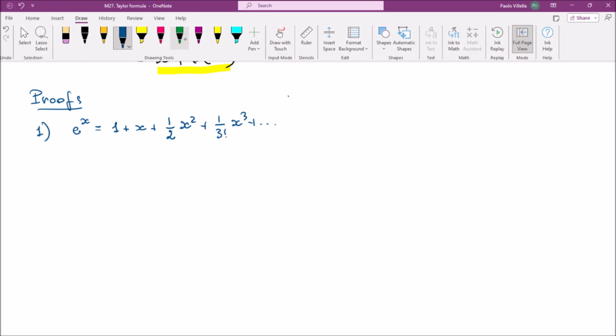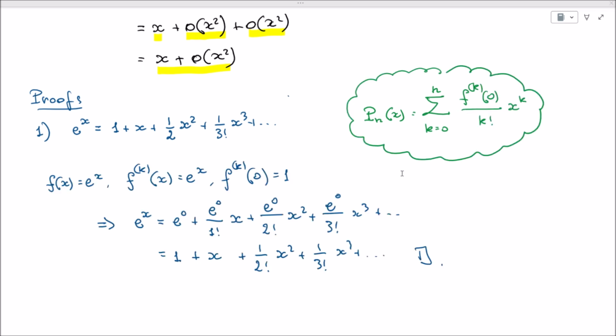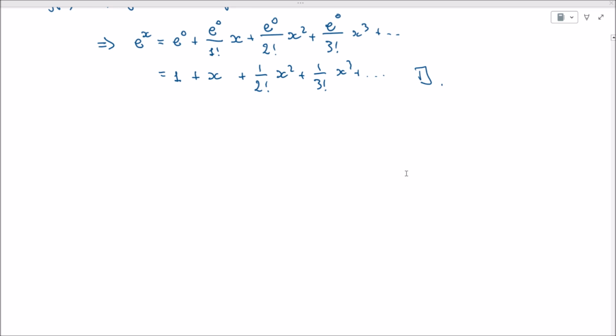I'm writing here the general expression for Pn of x, which is the sum, k goes from 0 to n, of the kth derivative of the function evaluated at the origin divided by k factorial, times x to the k, right? So this is what we need. Let's prove now the expansion for the function sine of x.